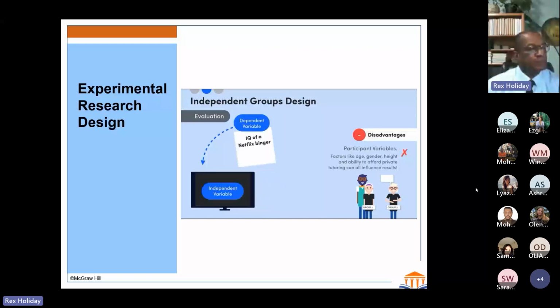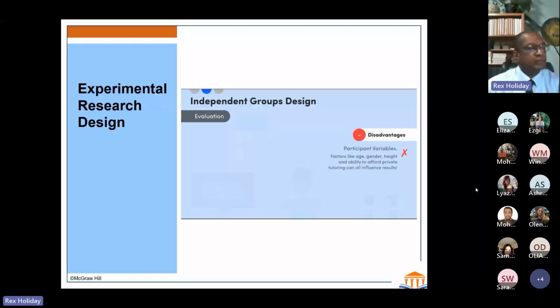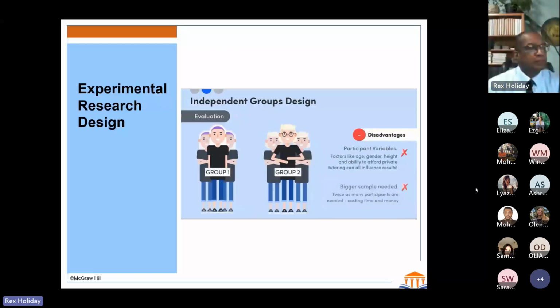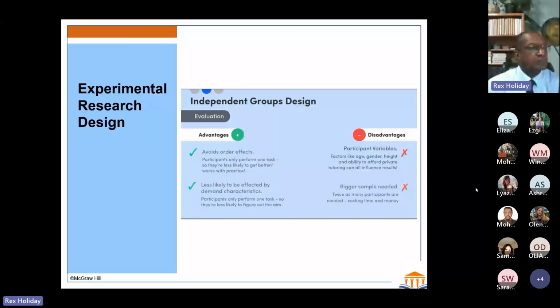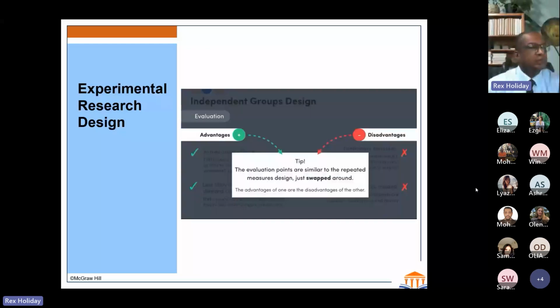Our second disadvantage is that you just simply need a bigger sample. You're going to need twice as many participants to collect the same amount of data, meaning you're likely to be out of pocket and much more tired by the end of the whole thing. Now, I'm sure some of you will have noticed that these evaluation points are the same as the ones we came across when we evaluated the repeated measures design, just in a bit of a different order. A super easy way that you can remember them for the exam is just to think that the advantages of one are the disadvantages of the other, and vice versa.